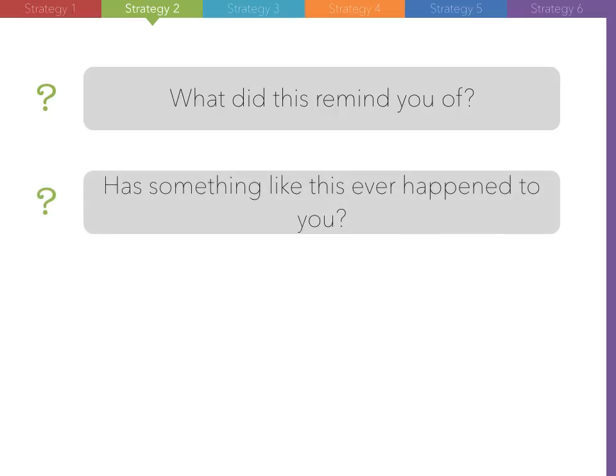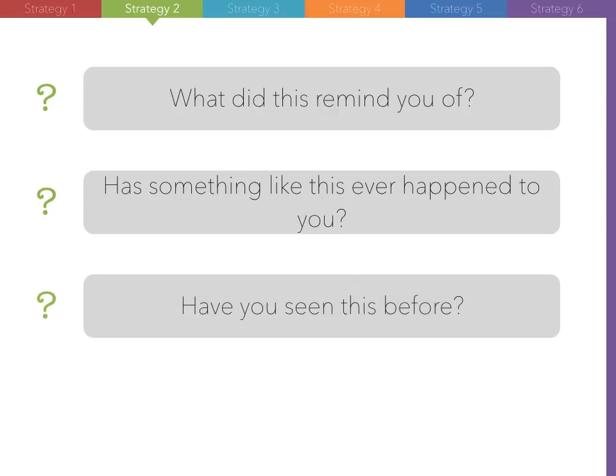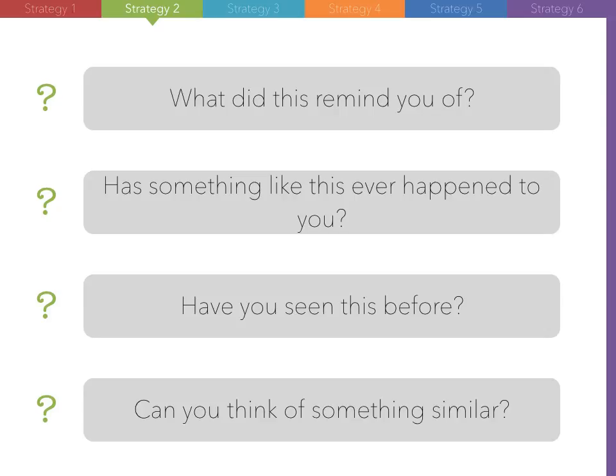Another one, has something like this ever happened to you before? Have you seen this before? Can you think of something similar? And as you can see, all of these questions are designed to prompt learners to reflect on their own situation, their own experiences, to try and make sense of the difficult text that they are reading.